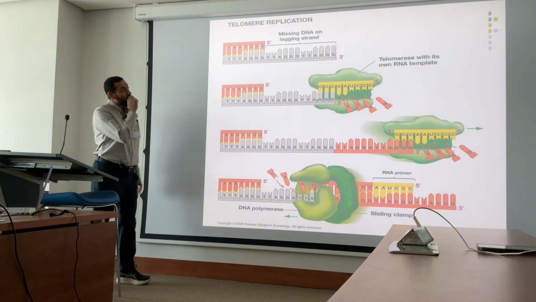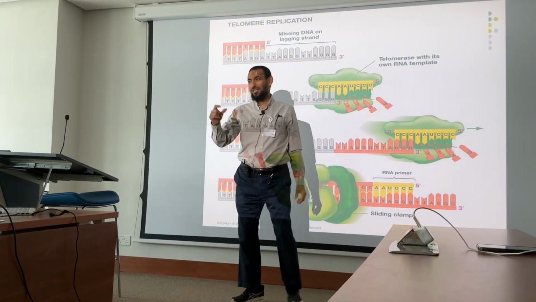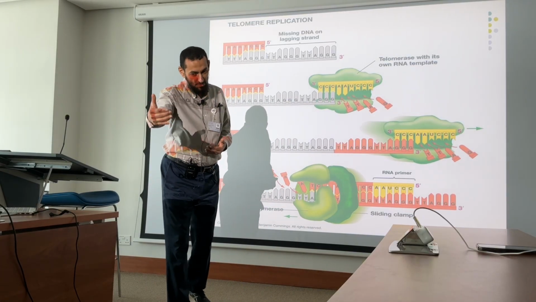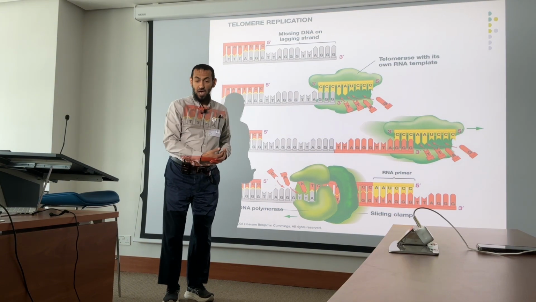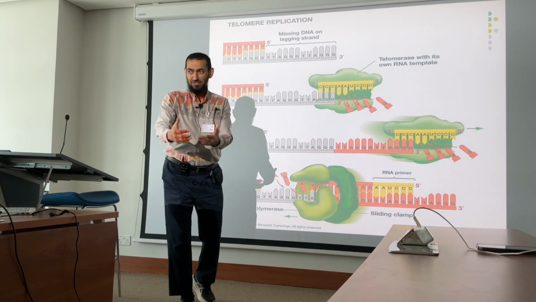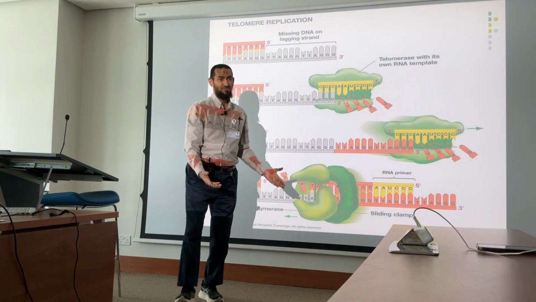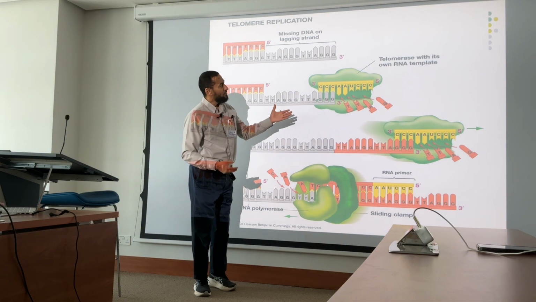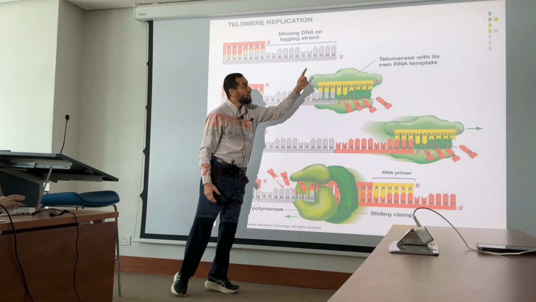Now, when you reach the right end, the last few nucleotides in this chromosome, you use RNA primers to do the replication. Now, if you put the primer in this area, this is the last few nucleotides. If you put the primer, you cannot replicate them, and you cannot replicate without a primer. So how will this be solved? This will be solved by an enzyme known as telomerase.